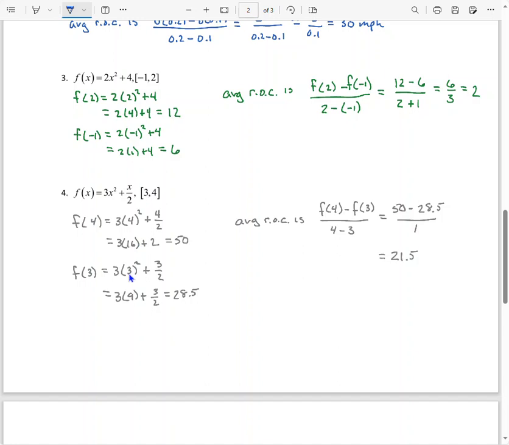At 3, 3 squared is 9. 9 times 3 is 27. 3 over 2 is 3 over 2. So 27 plus 1.5 is 28.5.